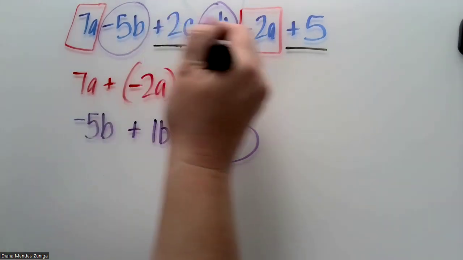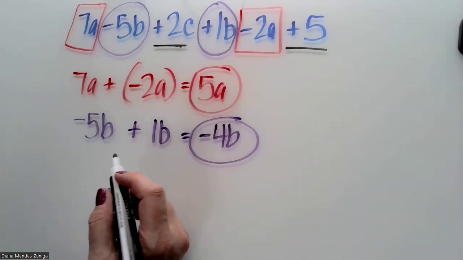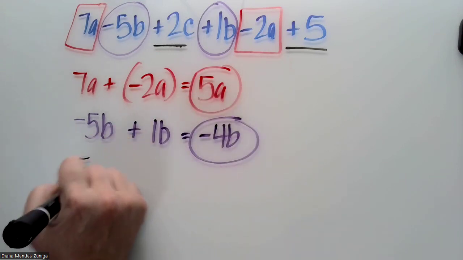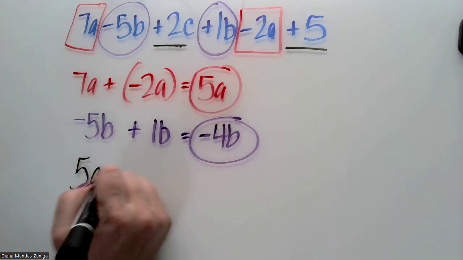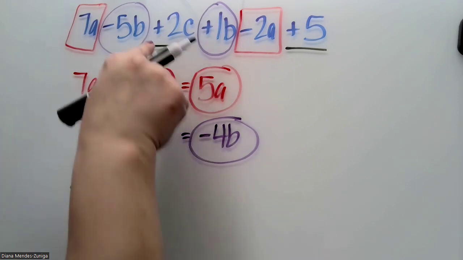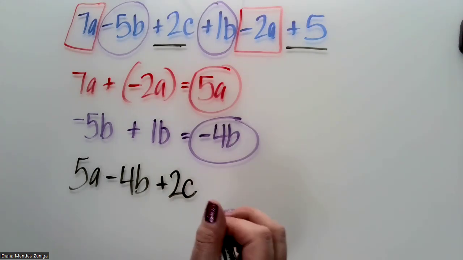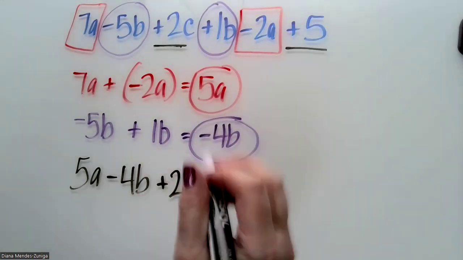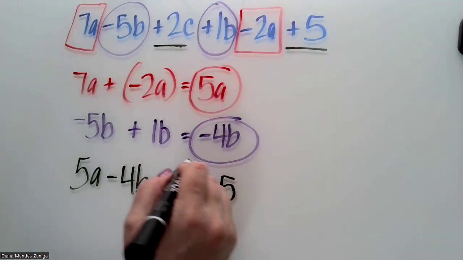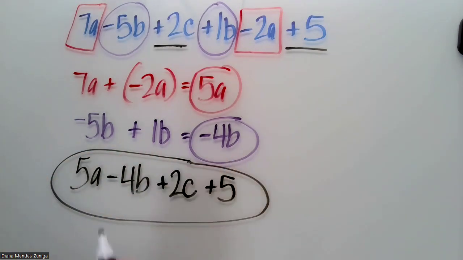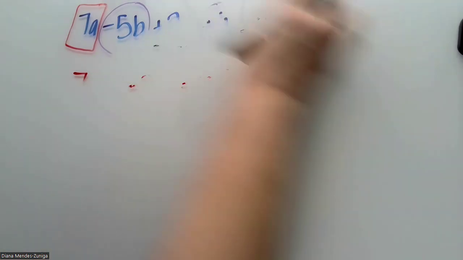Now, these we're not doing anything with, so we'll just bring those down as part of our answer. 5a is our first part of our answer. Negative 4b is the second part of our answer. We have this plus 2c here. That's going to be the third part of our answer. And our 5 is going to be the fourth part of our answer. Therefore, we've just combined these like terms, and we have 5a minus 4b plus 2c plus 5. There's your answer. Okay? Let's do another one a little bit harder.